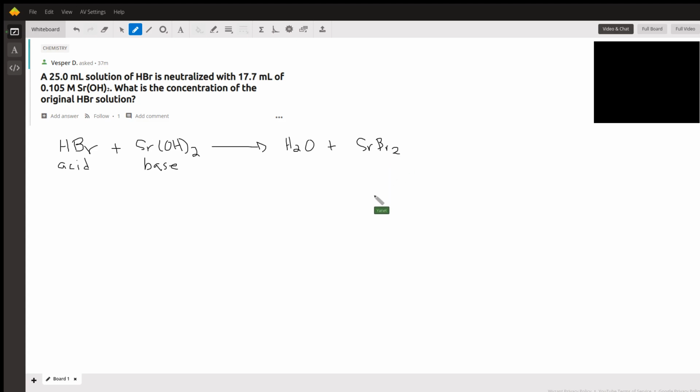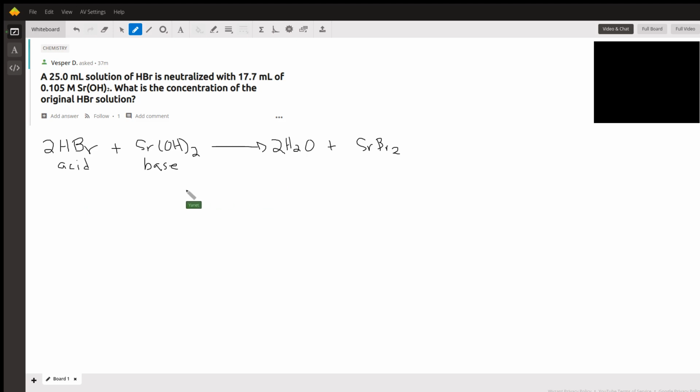The next thing you need to do is balance the chemical equation. As you can see here, you have two bromides on the right-hand side and only one on the left, so you must add a 2 in front of it. And therefore, to balance out the hydrogens and the oxygens on the left and right side, you need to add a 2 in front of the water.